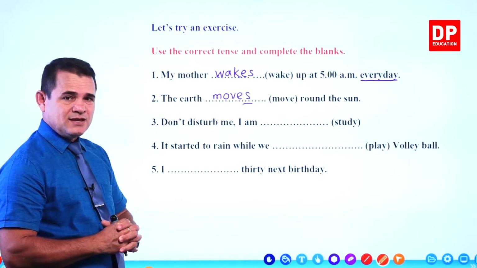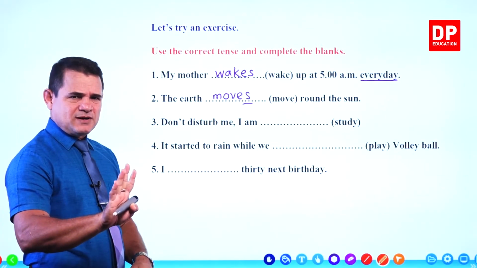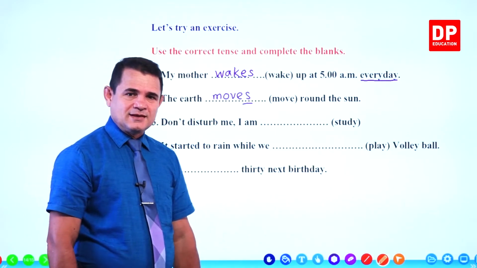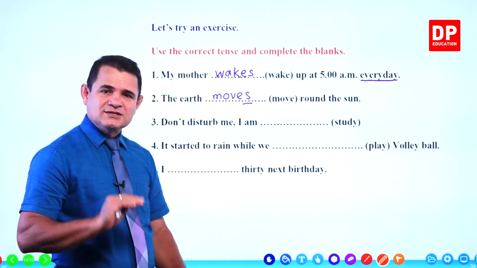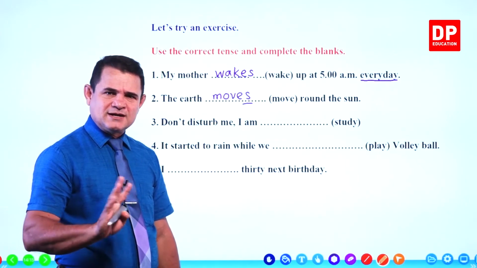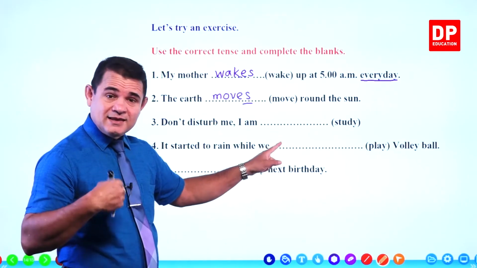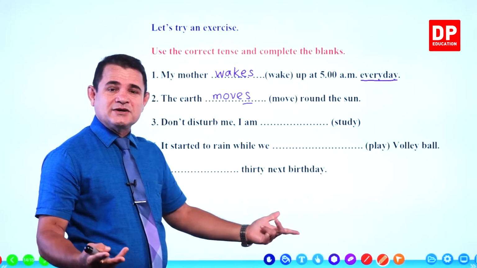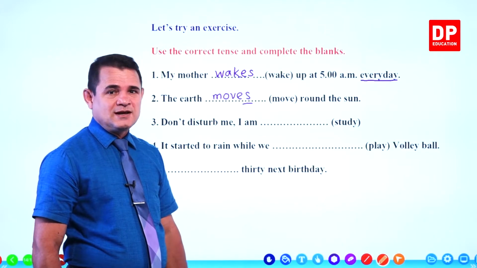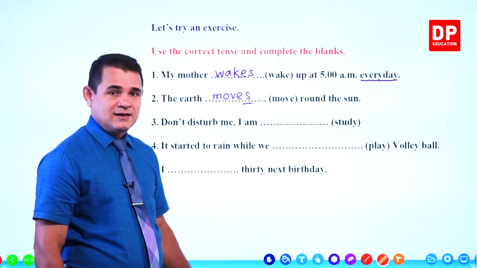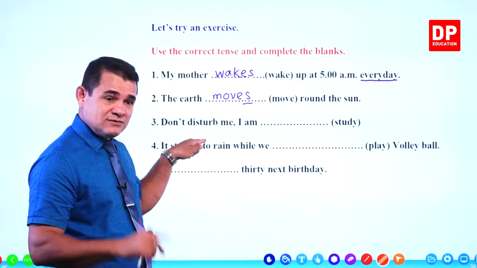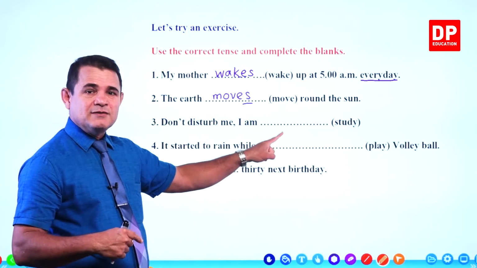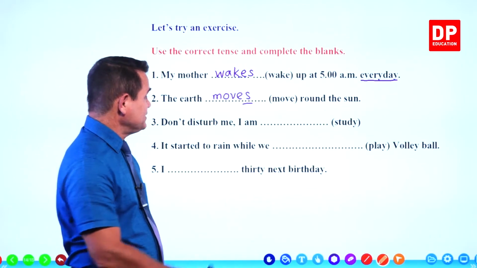Don't disturb me. I am. This is happening now. Don't disturb me, it is now. So I am, it must be something I am doing right now. If I say I study, that is something I do generally. But here, don't disturb me now, it is telling about this moment, so this should be in present continuous. I am studying.